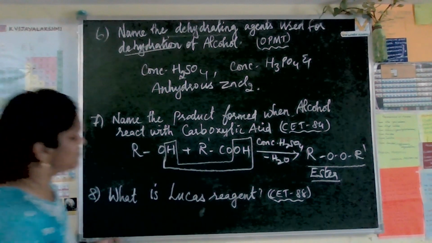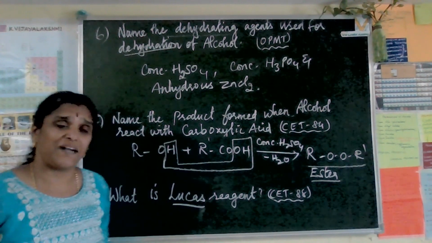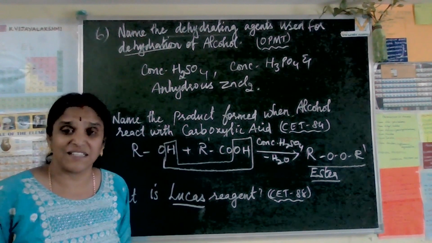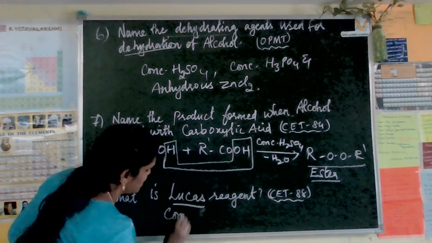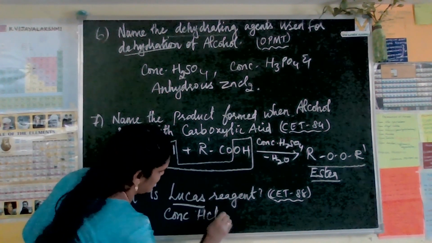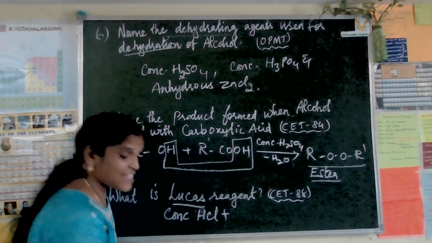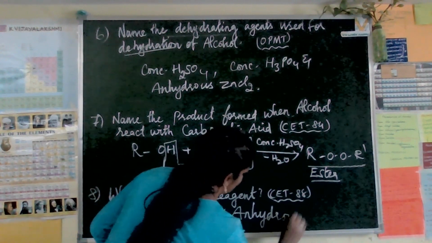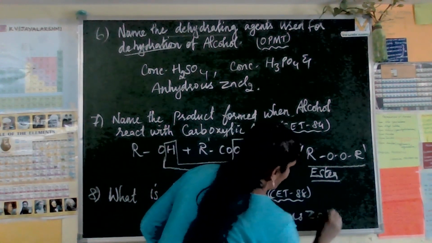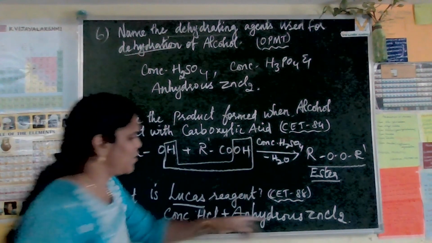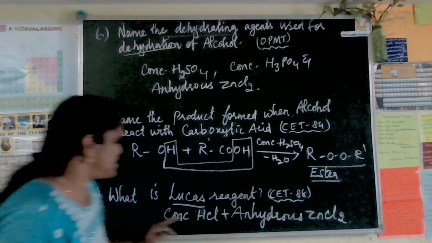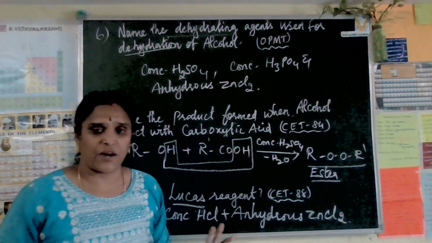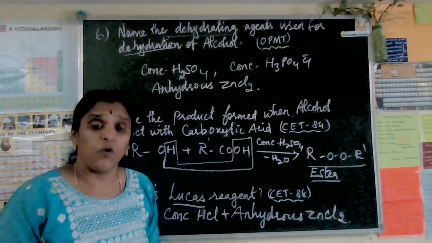And the next one is very, very important, a repeated and easy question. What is Lucas reagent? Everybody knows what it is. Concentrated HCl and anhydrous zinc chloride. See, concentrated hydrochloric acid and anhydrous zinc chloride. Okay, so this is Lucas reagent.